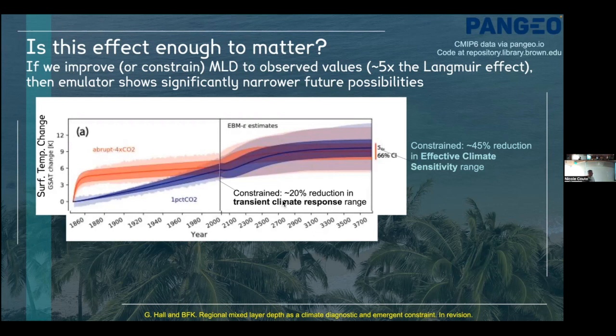So, in climate speak, this is when you evaluate what's called the transient climate response. How many degrees of warming do you get by the time, in a 1% CO2 increase, you've doubled CO2? And that, under the constraint of fixing the mixed layer depths, would be about a 20% reduction. If you get out here, it's about a 45% reduction in the spread of the effective climate sensitivity.